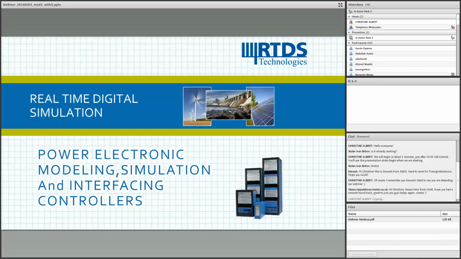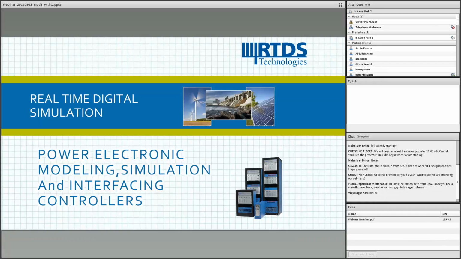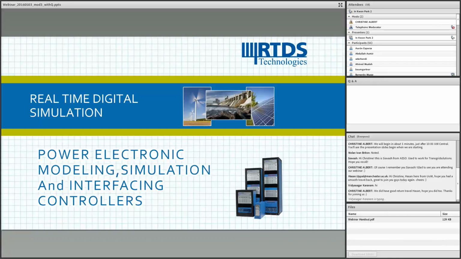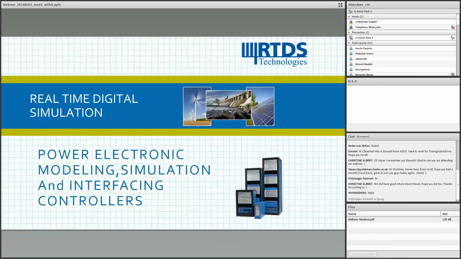The first thing I want to ask you to do is download the handout. Go down to the right bottom side of your window, and you will see a file, webinar handout.pdf. Please download that file and open it or print it, then try to fill out the blanks in the file. I hope that gives you more chance to pay attention to the presentation part of this webinar.